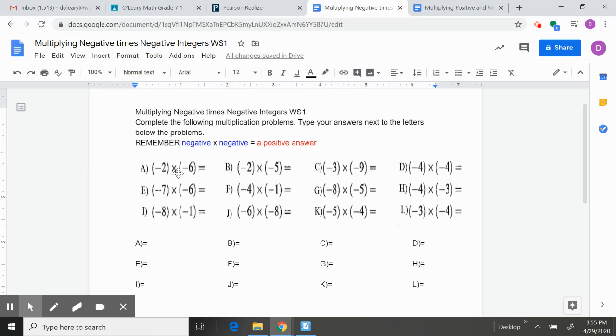So a -2 times a -6, I know my answer is going to be positive. So then what's 2 times 6? 2 times 6 is 12. Looking at B, negative times negative, I know it's going to be positive. So what's 2 times 5? 2 times 5 is 10. C, for example, -3 times -9. Negative times negative is positive. What's 3 times 9?